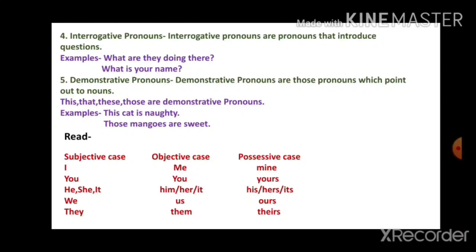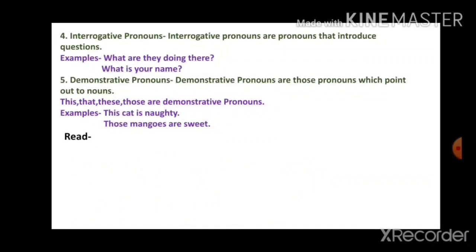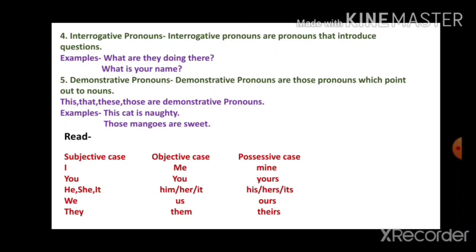If the subject is it, the object will be it only, and the possessive pronoun will be its. If the subject is we, then the object will be us, and the possessive pronoun will be ours. If the subject is they, the object will be them and the possessive pronoun will be theirs. You will read this very carefully, okay, and try to remember.